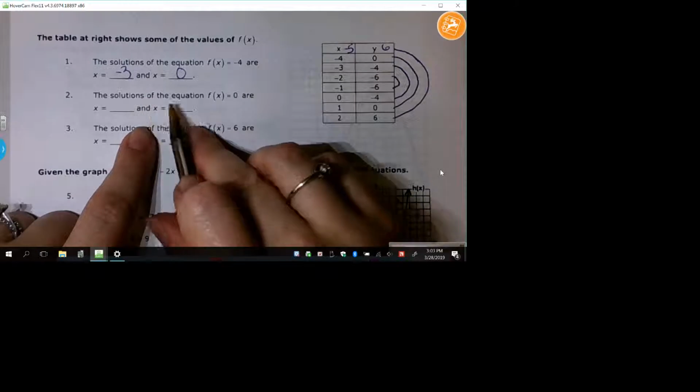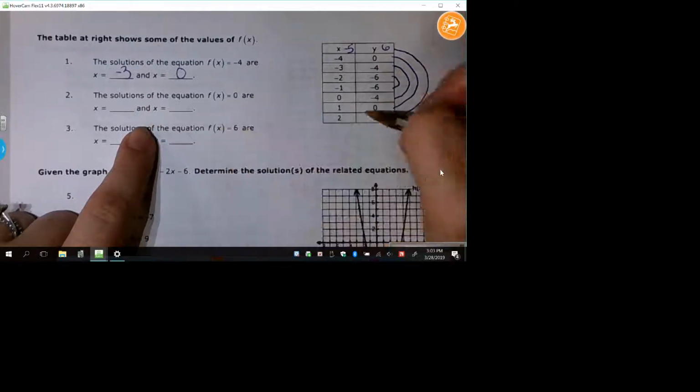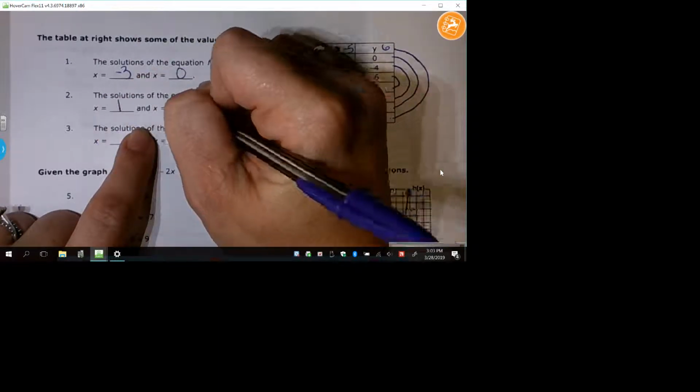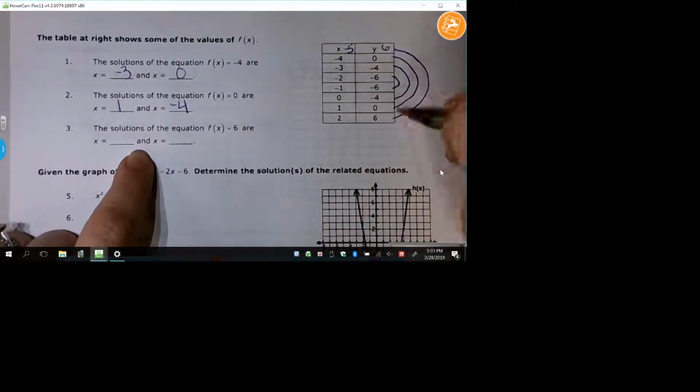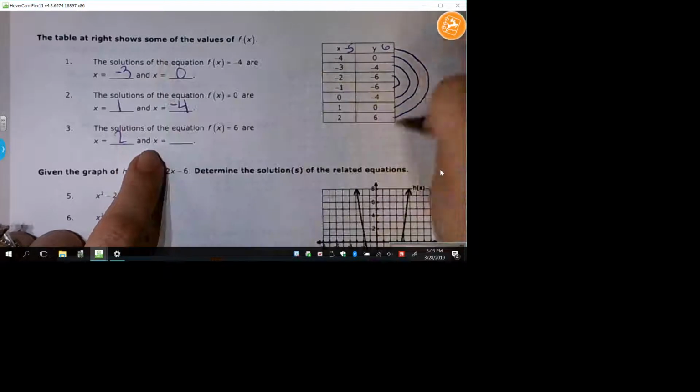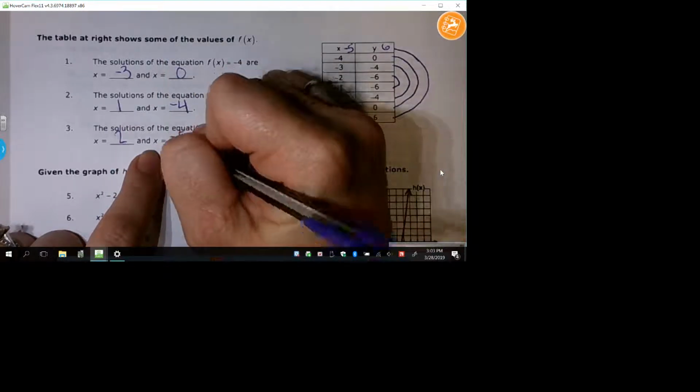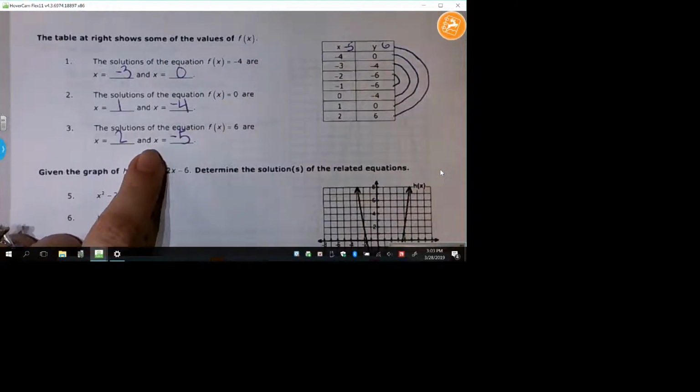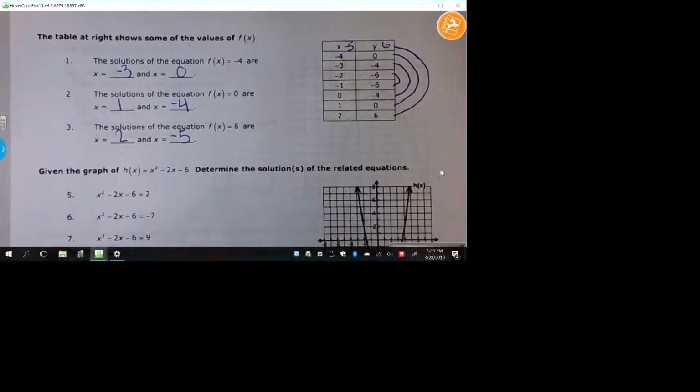Okay, the solution of the equation at y equals 0. So y is 0 here at 1 and here at negative 4. And then 6. Well, we had one shown, but we found the other at negative 5. Okay? So don't forget your rainbow.